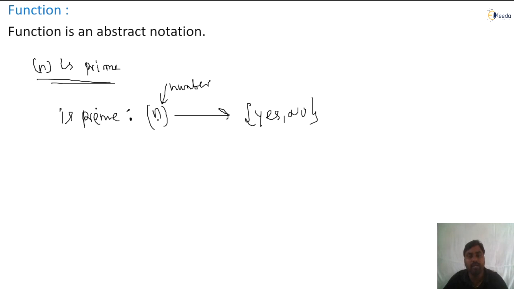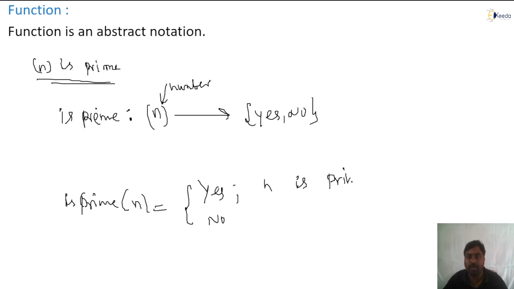Take any number n and check whether it is prime or not. If it is prime, yes, otherwise no. So I can easily write the function like this: prime(n) equals yes or no. Two things will be there: when n is prime, yes, otherwise, when n is not prime, no. So this is my function.